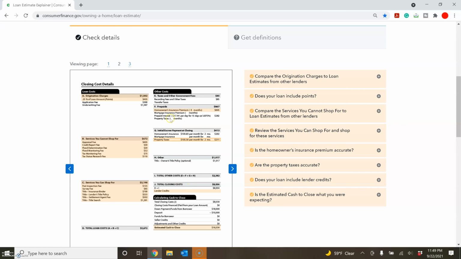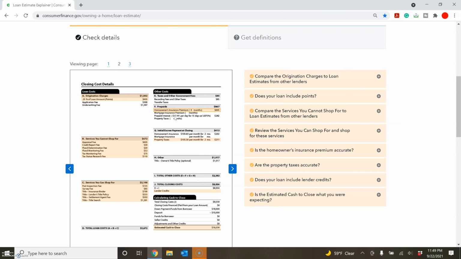Property taxes, this is another thing: if your taxes are not billed in arrears and they're billed in advance, then your property taxes are going to be here. Homeowner's insurance premium is going to go here. And let's see, prepaid interest.